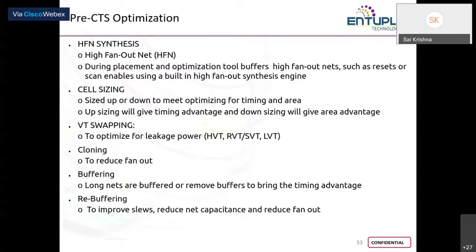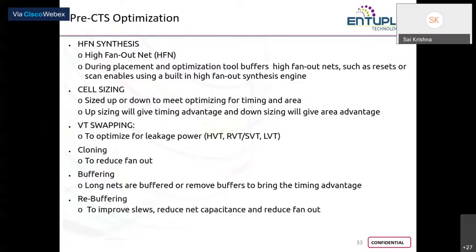So that's why what we do is we optimize our design, making sure that our fan out reduces in all such cases. And as an alternative, you can also change the size of your cell. That means you can change the driving strength of your cell. You can upsize, that means increase the driving strength, or downsize, decrease the driving strength.